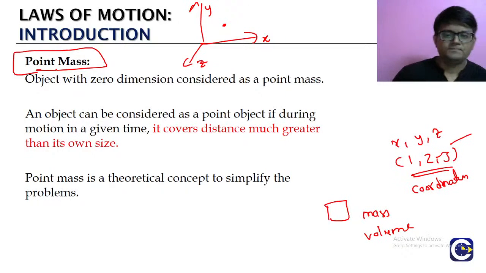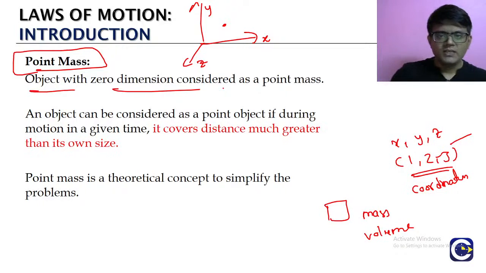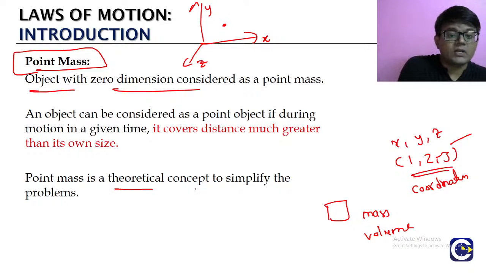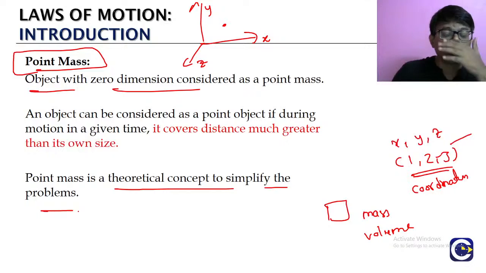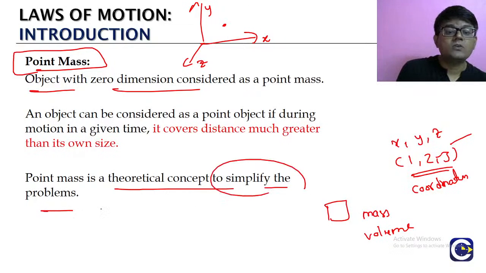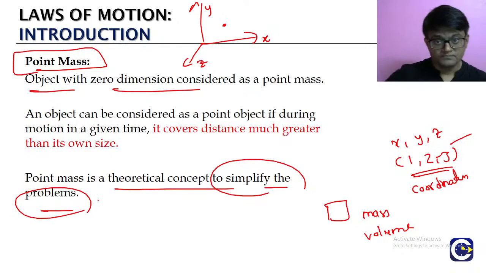It's a theoretical concept. A point mass is supposed to have zero dimensions. So it will not have any length, no width, no height. It will be located at a single point. That is why we call it a point mass. Is it really possible to have point masses? It's a theoretical concept. But then why do we use it? We use it because it simplifies our calculations when doing the problems.